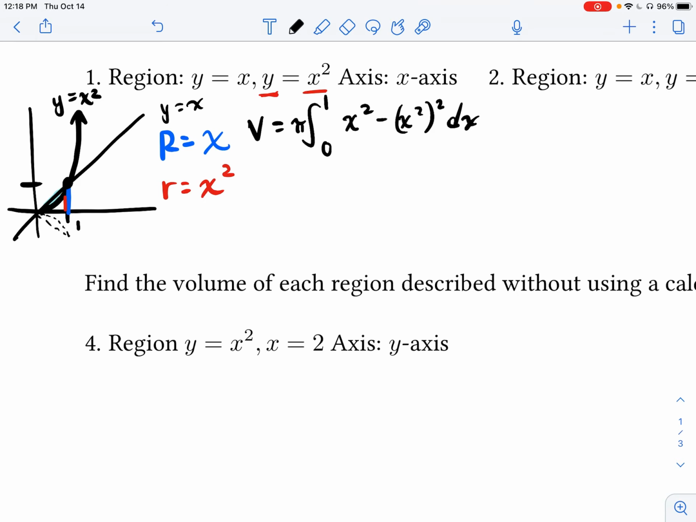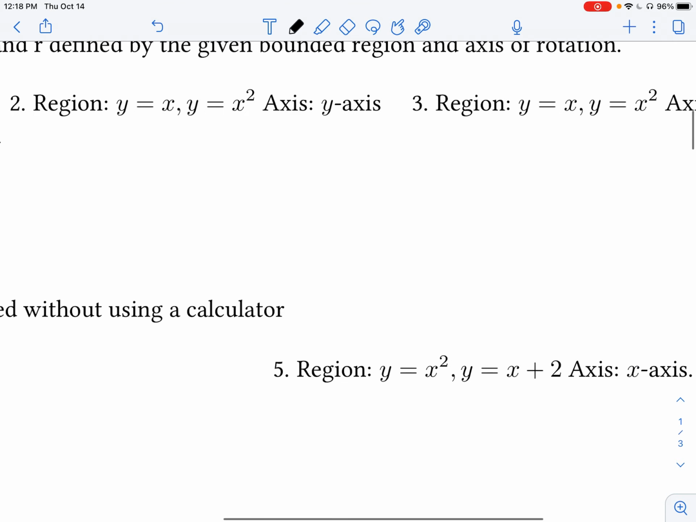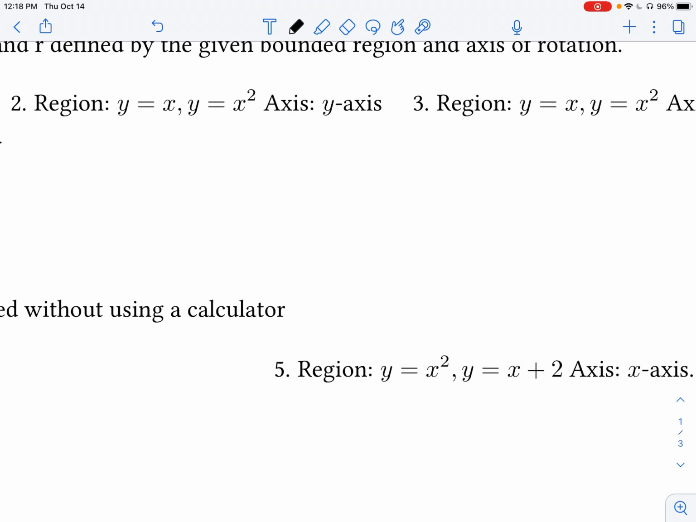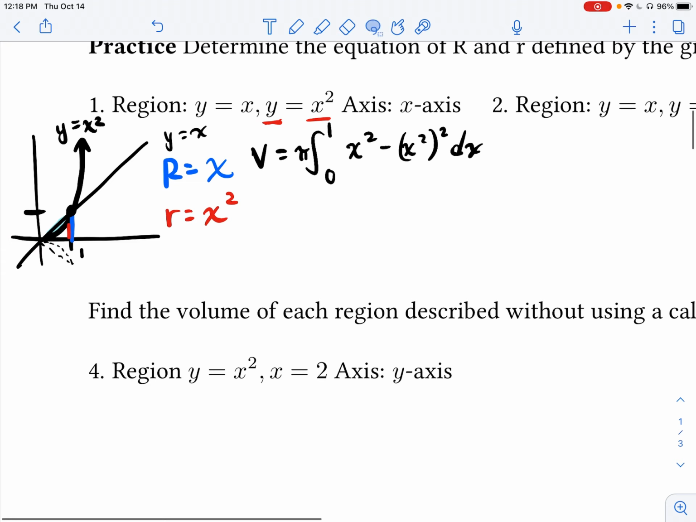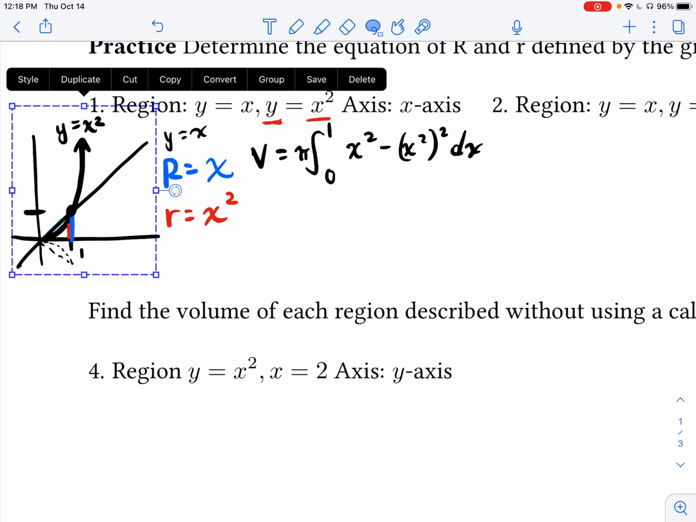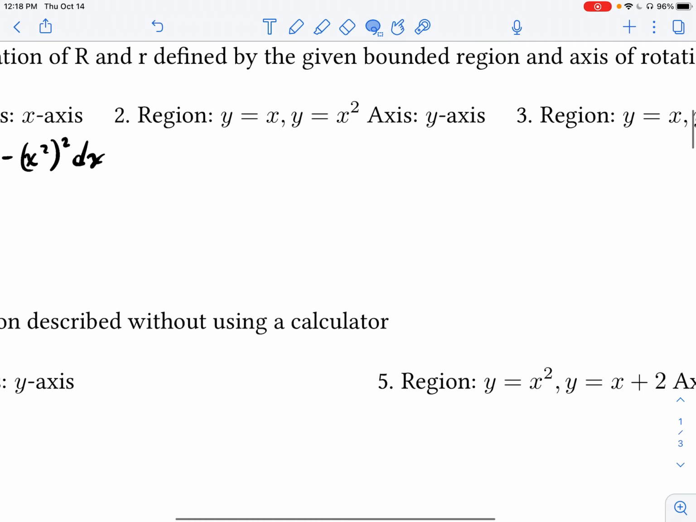Go ahead and try something like this. This time we're rotating about the y-axis. So my function here, y is equal to x. Again, it's my same function. In fact, you know what? Just for the sake of time, let me just take all of this and copy that over and paste it here.